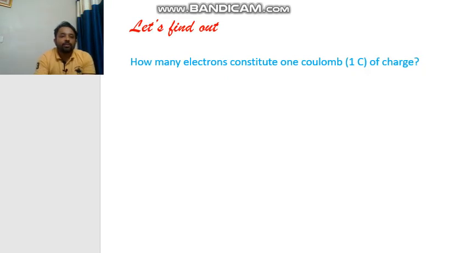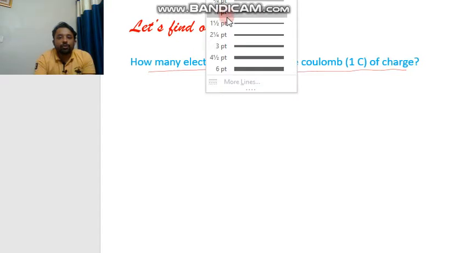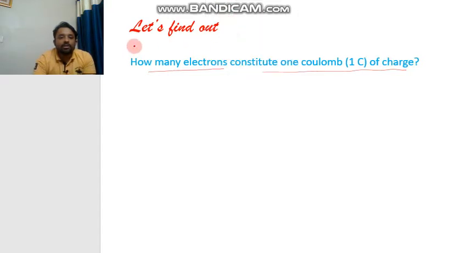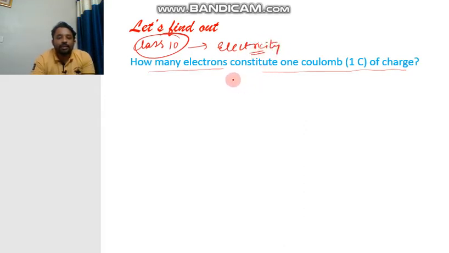Now there is a question. The question is, how many electrons constitute 1 coulomb of charge? If you remember, this is a question from the class 10th electricity chapter. I hope all of you can find it out very easily, but still here we will do it. The question is, how many electrons constitute 1 coulomb of charge?